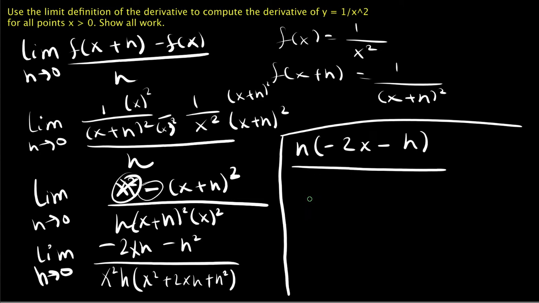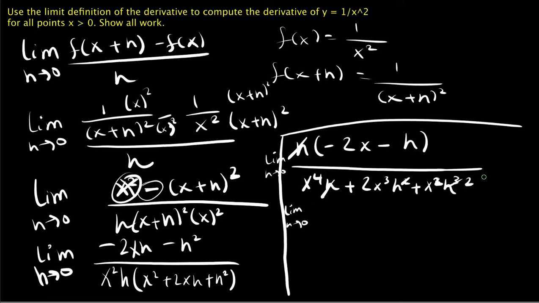So what I'm going to do with the denominator here is multiply this term in. So it's going to be x to the power 4 h plus 2x cubed h squared plus x squared h cubed. And yes, never forget the limit as h approaches 0. What we're going to do now is just delete the h out, because we don't even need it anymore. So then we have negative 2x minus h all over x to the power of 4 plus 2x cubed h plus x squared h squared.